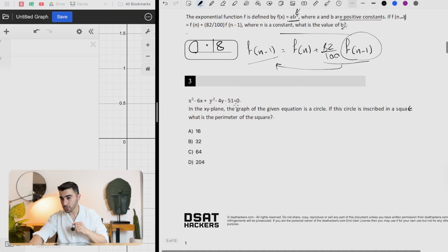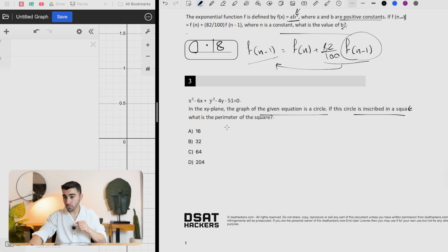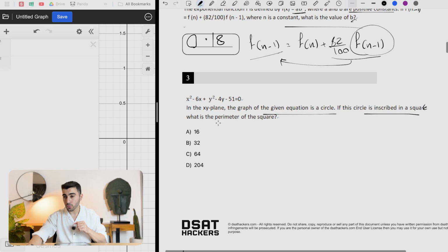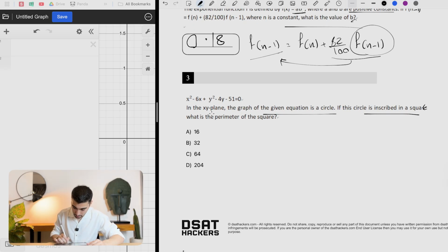Now let's do question number 3. In question number 3, it says there is an equation. It's a circle's equation. In the xy-plane, the graph of the given equation is a circle. If the circle is inscribed in a square, what is the perimeter of the square? So the circle is inscribed in a square. Then there's a square here like this. This doesn't look like a square, but let's try again. There we go. And there's a circle inscribed inside. What is going to be the perimeter of the square?